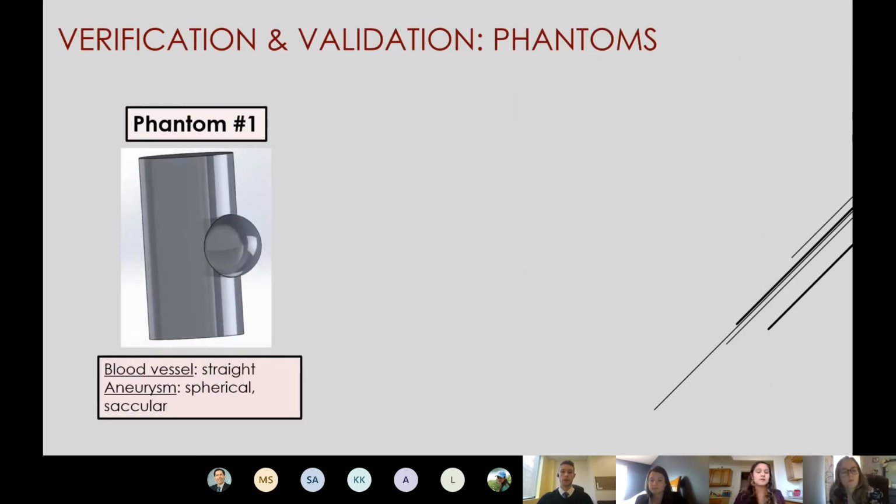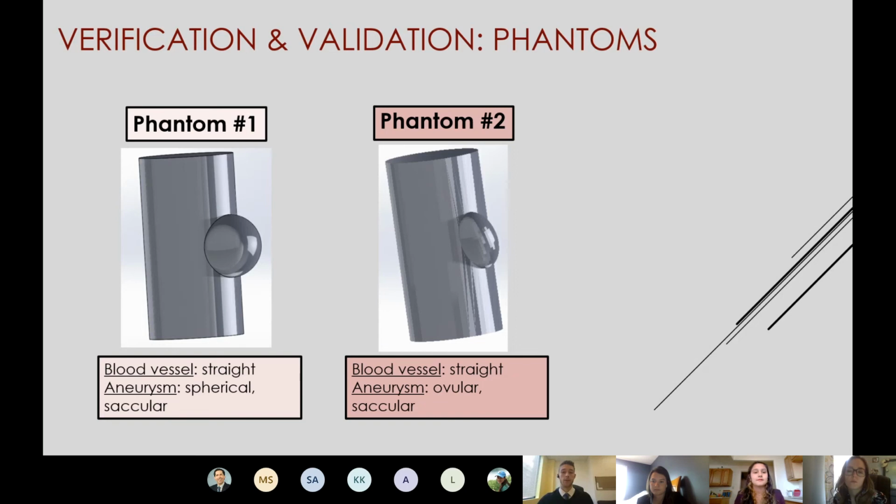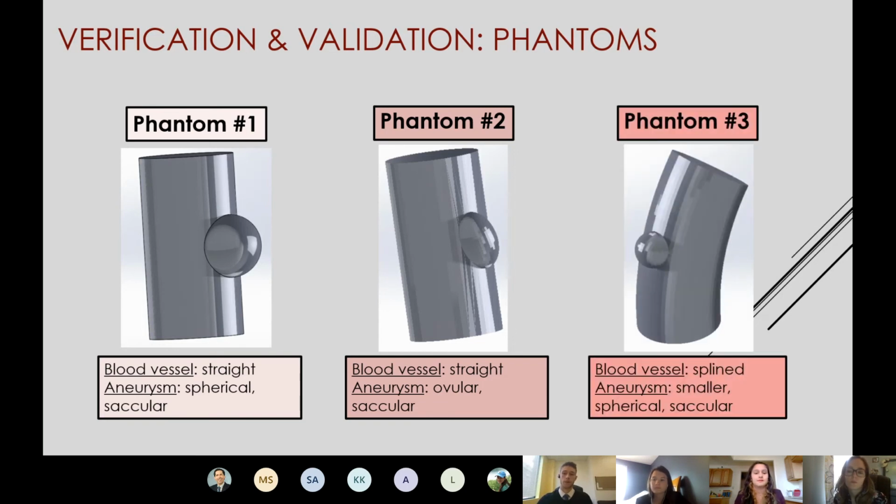For our verification and validation, we created 3 phantoms of known dimensions to test the accuracy of our program. The first phantom has a straight blood vessel and a spherical saccular aneurysm shown on the screen here on the left. The second phantom has a straight blood vessel with an ovular saccular aneurysm. And the third phantom has a splined curved blood vessel with a smaller spherical aneurysm.